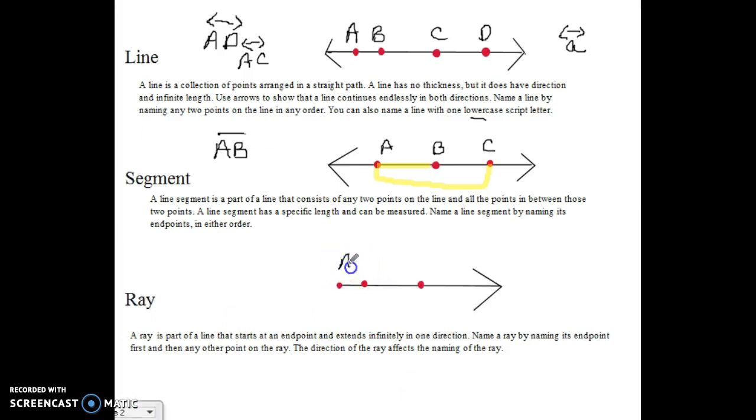So let's just call this ABC. When we name it, we're going to have to use A, because that's our endpoint. We could name it AB, and we'd put a little ray symbol over it, or we could call it AC, as long as our second point is going in this direction. Hope that helps you on the quiz.